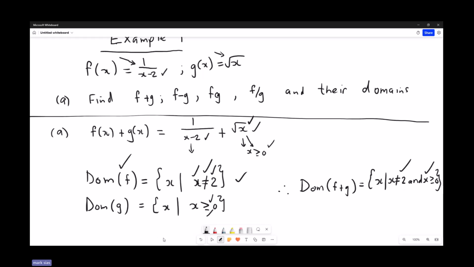Any questions there? Yes, sir. Okay. Yes, doc. You said the domain of f plus g is equal to the set of elements x such that, you firstly put a comma and then you changed it to and. So I wanted to understand why that is okay.